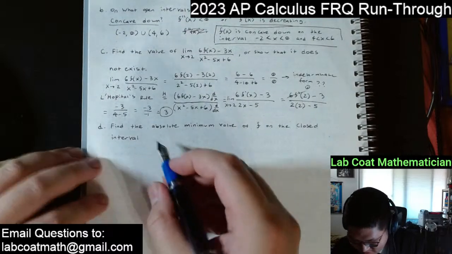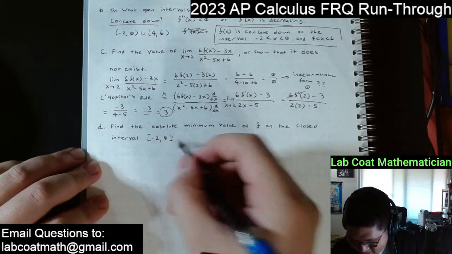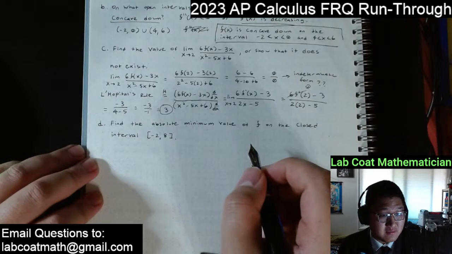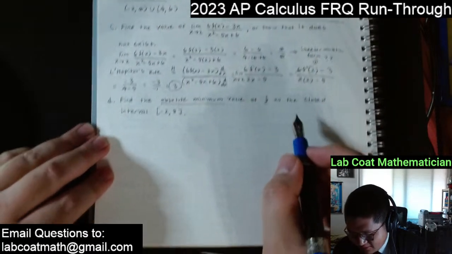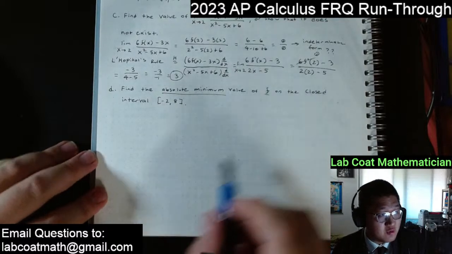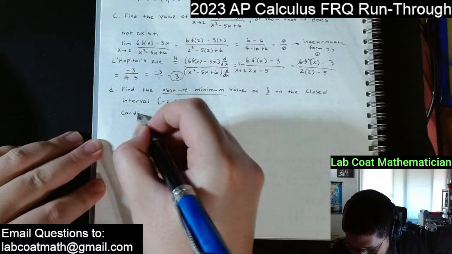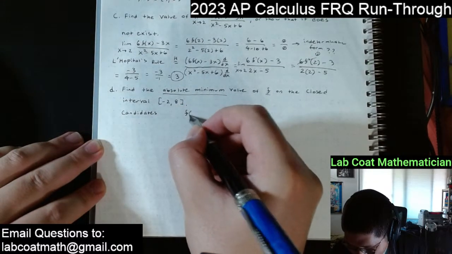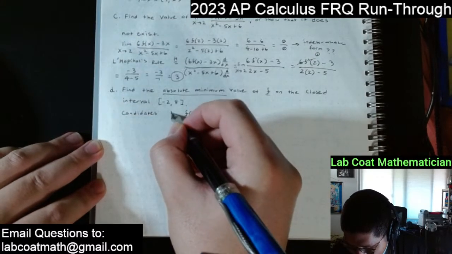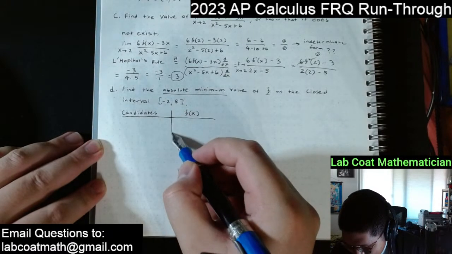Okay, going from negative 2 to positive 8. Okay, and we need to justify accordingly. Absolute minimum, of course, then means that we must look at our candidates, and then we have our actual f of x values. Again, we want to look at the lowest possible from the candidates that we're looking at as a result.